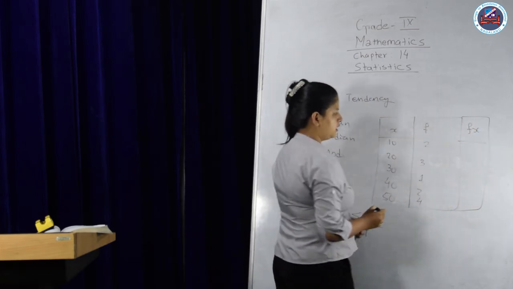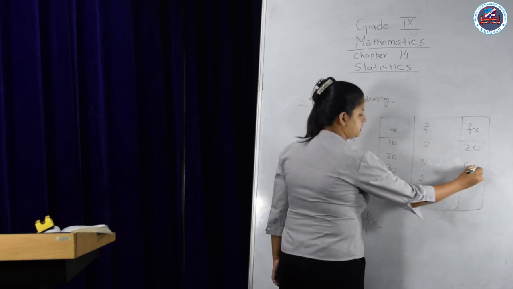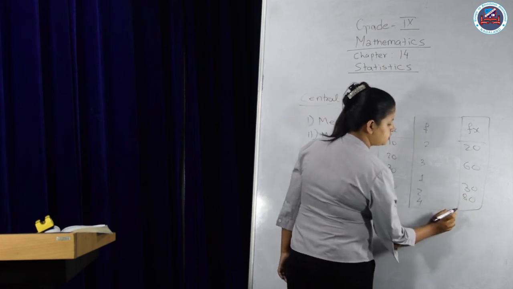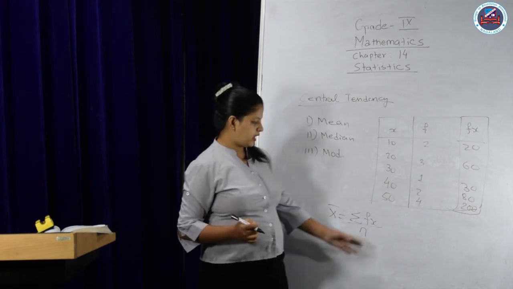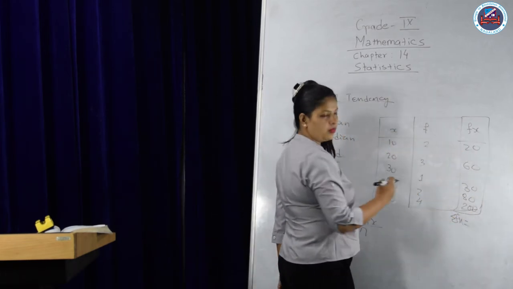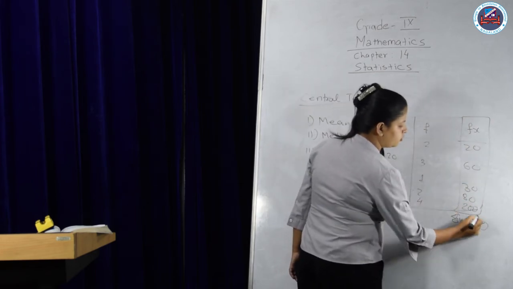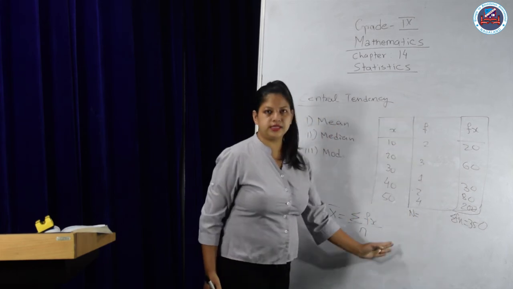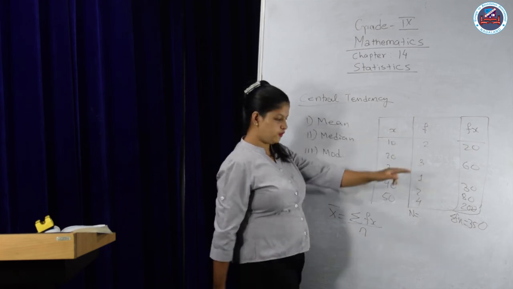Only one more line. Multiply each of them and write 10 into 2, 20. Multiply them, 60. 30 into 1, 30. 4 into 20, 80. 5 into 40, 200. Now add everything. Summation means, make one more line: summation fx. Add them all. 350. And the remaining is always for the frequency addition. Add them all. 4, 6, 7, 10, 11, 12.